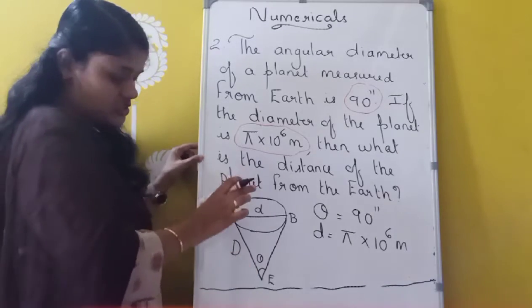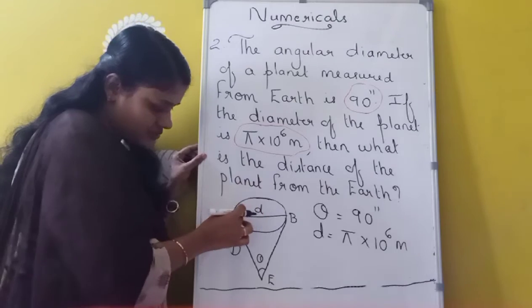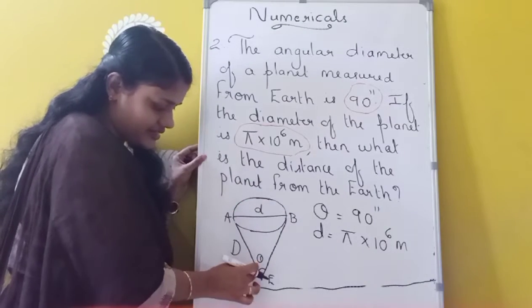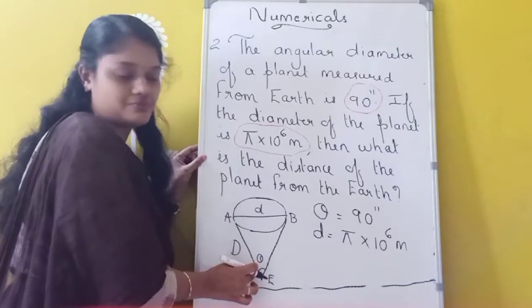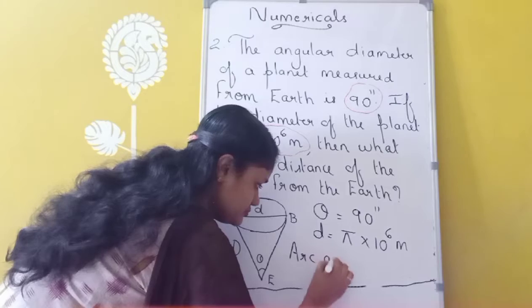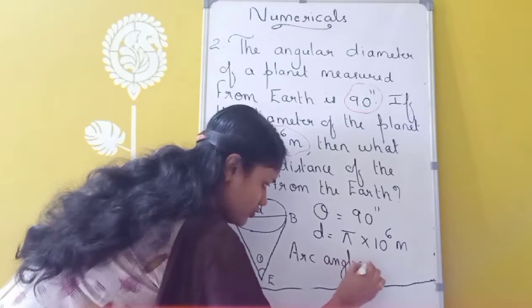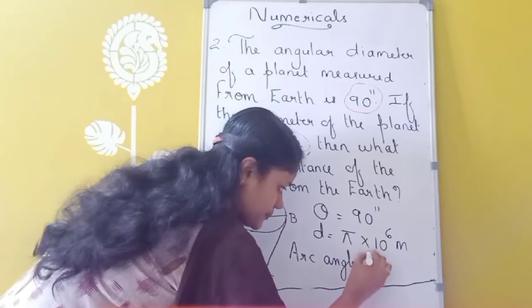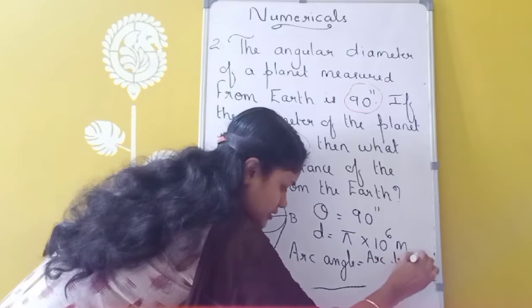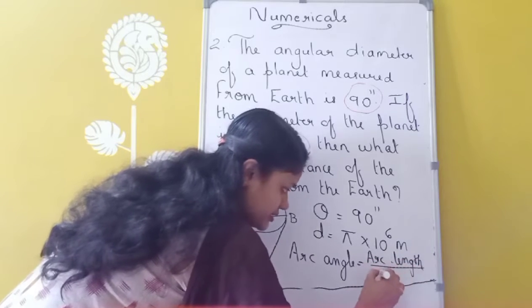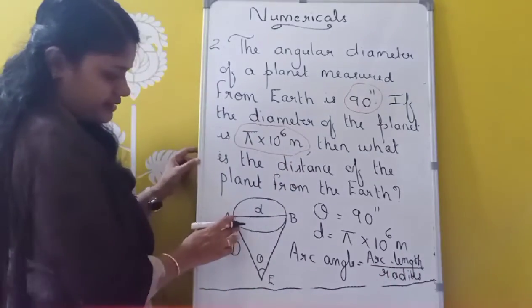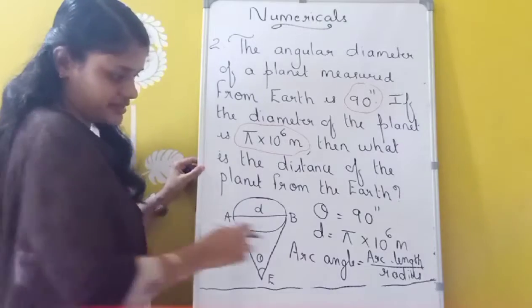Okay. So all of us know about the relation connecting arc length and radius. Arc length, radius and this angle, the arc angle. So the formula is arc angle equals arc length divided by radius. So arc angle equals arc length divided by radius.